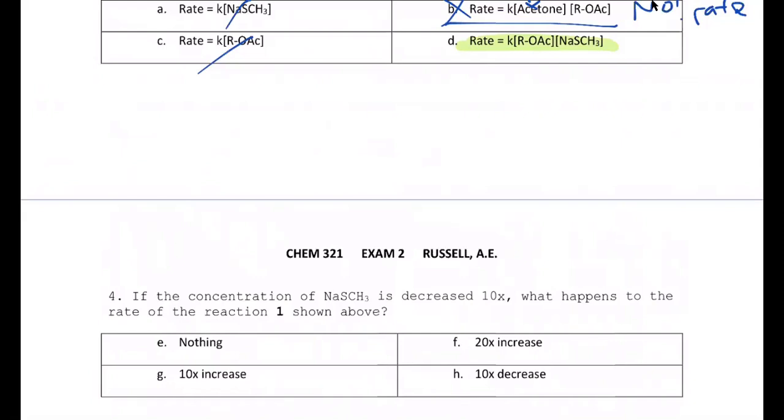If it increased by 10. You said it would increase by 10? Oh, it says decrease. I'm reading the question wrong. If I decrease the amount of the nucleophile by 10 times, the rate should decrease by 10. Whatever happens there affects the overall rate. That's right. All right, we're okay with that? All right, let's look at another question.